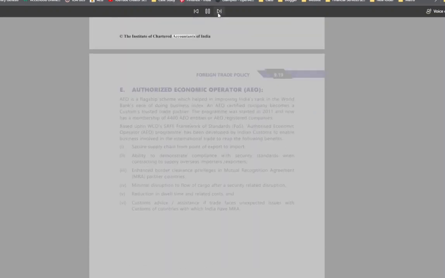Authorized Economic Operator, AEO is a flagship scheme which helped in improving India's rank in the World Bank's Ease of Doing Business Index. An AEO-certified company becomes a customs trusted trade partner. The program was started in 2011 and now has a membership of 4,400 AEO entities or AEO-registered companies.